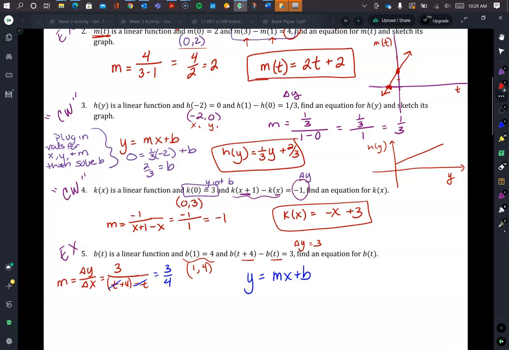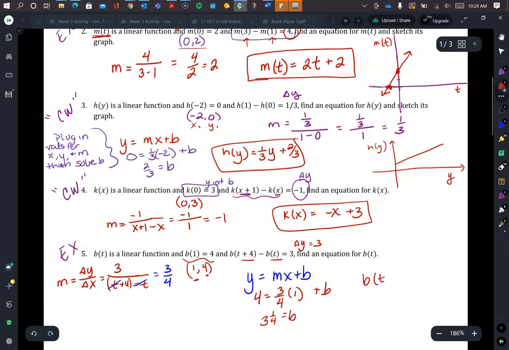But then I have my y value from over here is 4. My m that I found was 3/4. The x that I'm given is 1 plus b. b is what I'm trying to find. So then I just go ahead and multiply these out. So I have 4 equals 3/4 plus b. Subtract 3/4 from both sides, and I get 3 1/4 equals b. So then I can write my function b of t equals 3/4 t plus 3 1/4. You could write that as an improper fraction if you wanted, as 13/4 would be fine also. A lot of times we like that better, but it just depends on the problem and the context. In my Open Math, it usually tells you which one it wants.